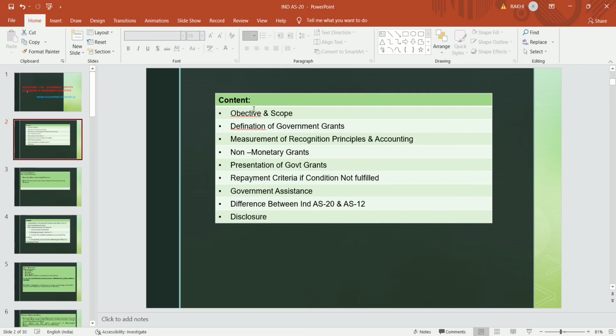What are the non-monetary grants? Presentation, how we will present in the financial statement. What are the repayment criteria if the condition is not fulfilled? What is government assistance? Difference between Ind AS 20 and AS 12 and the disclosure requirements. These are the contents which we are going to discuss step by step. Let's start.